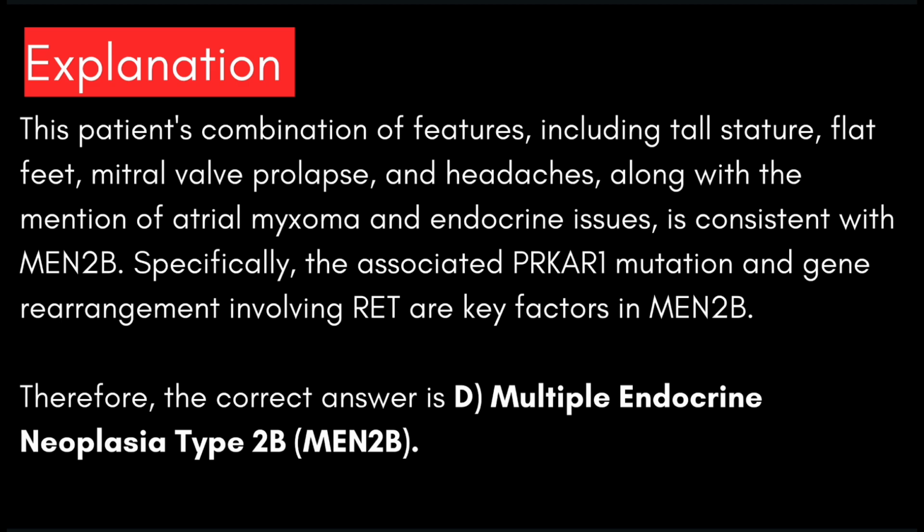The patient's combination of features including tall stature, flat feet, mitral valve prolapse, and headaches, along with the mention of atrial myxoma and endocrine issues, is consistent with MEN2B. Specifically, the associated PRKAR1 mutation and gene rearrangement involving RET are key factors in MEN2B. Therefore, the correct answer is D, multiple endocrine neoplasia type 2B.